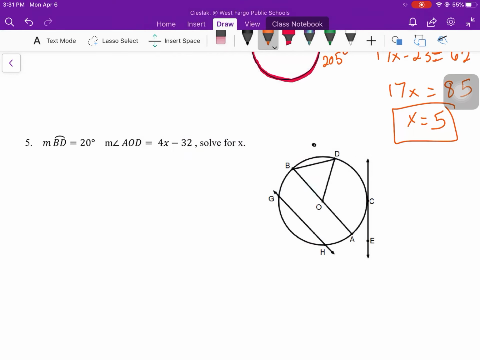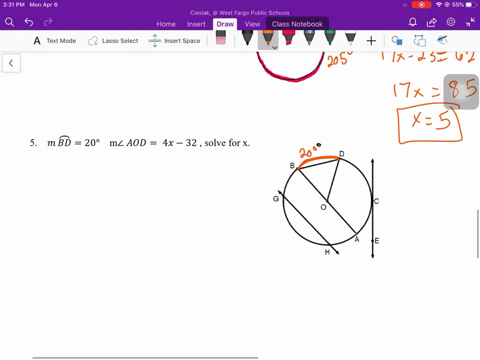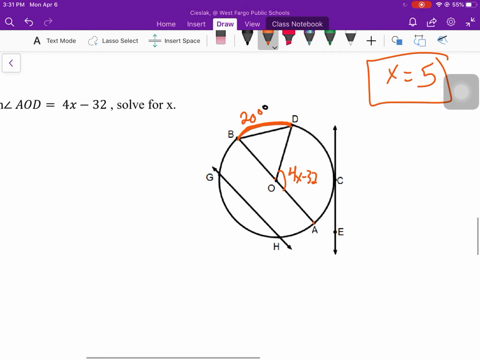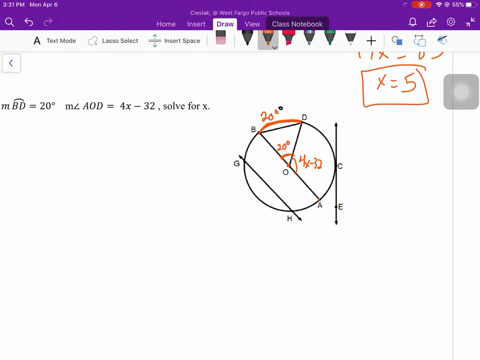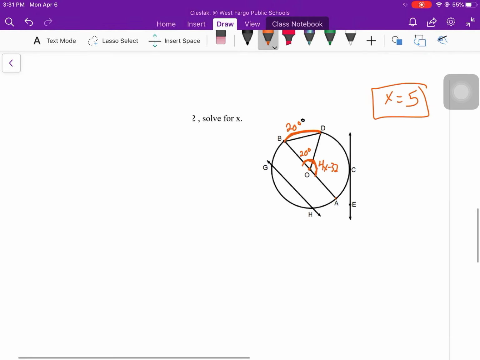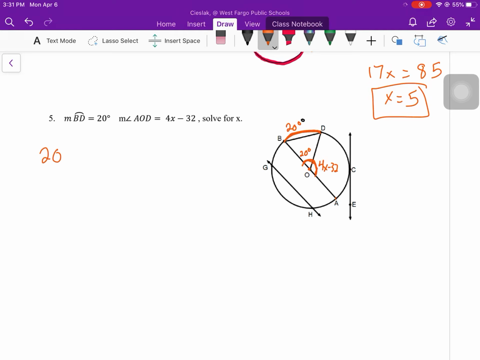Okay, last one. The measure of arc BD, BD from here to here, is 20 degrees. And the measure of angle AOD, so A to O to D, right there, is 4x minus 32. Now, notice that this is my center of my circle. So this is a central angle. Since it's a central angle, it's the same as its arc measure. And notice that when you look at these two together, they form a linear pair. They've got to add up to 180.